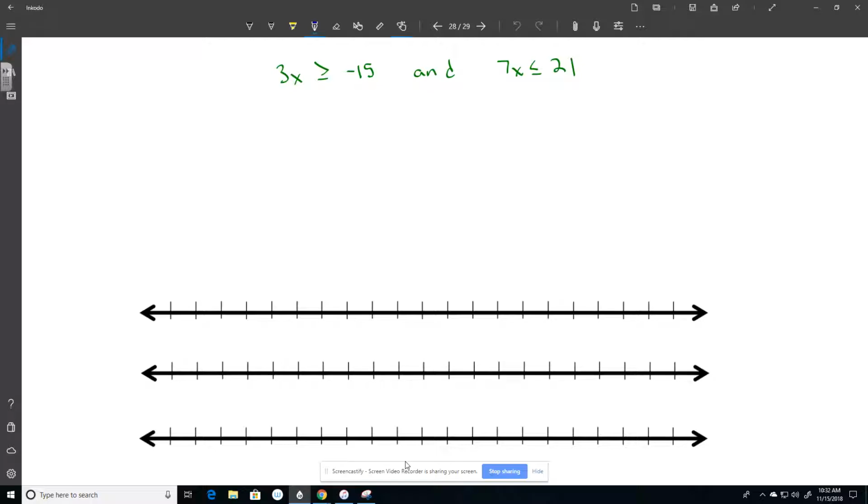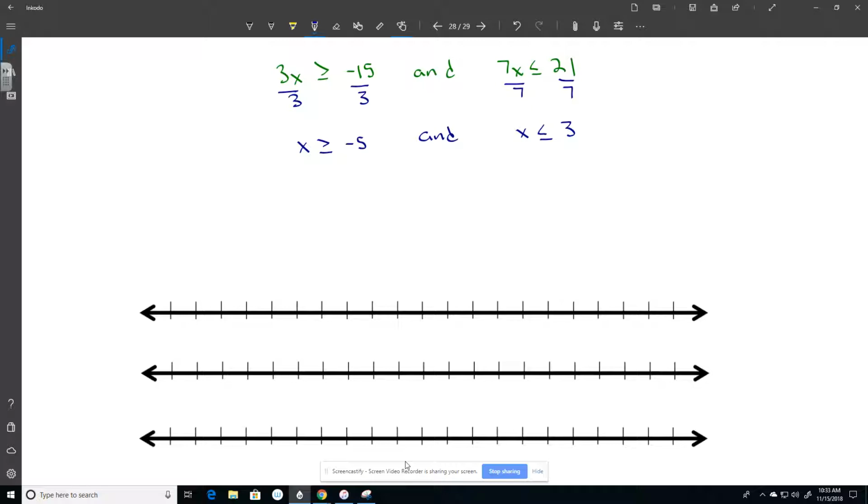A lot of what you do is the same. I'm going to get x by itself by dividing by 3 over here. So x is greater than or equal to negative 5. And on this side, I'm going to divide by 7 to get x by itself. So x is less than or equal to 3. So I have 2 statements. X is greater than or equal to negative 5 and x is less than or equal to 3.